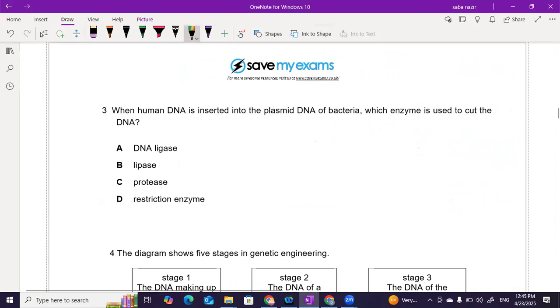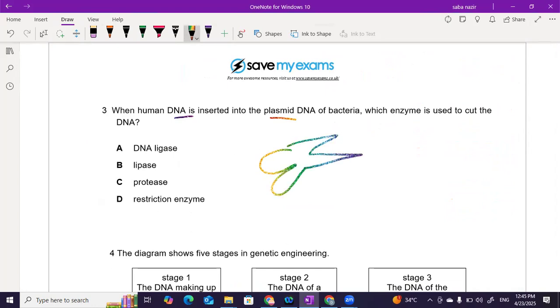Question number 3, when human DNA is inserted into the plasmid ring, as I mentioned in question number 1, which enzyme is used to cut the DNA? To remember it, I have made a mnemonic of scissor and tape. If we want to cut the DNA, we need an enzyme that works like a scissor. And if we want to paste the DNA, we want an enzyme that works like a tape, right?